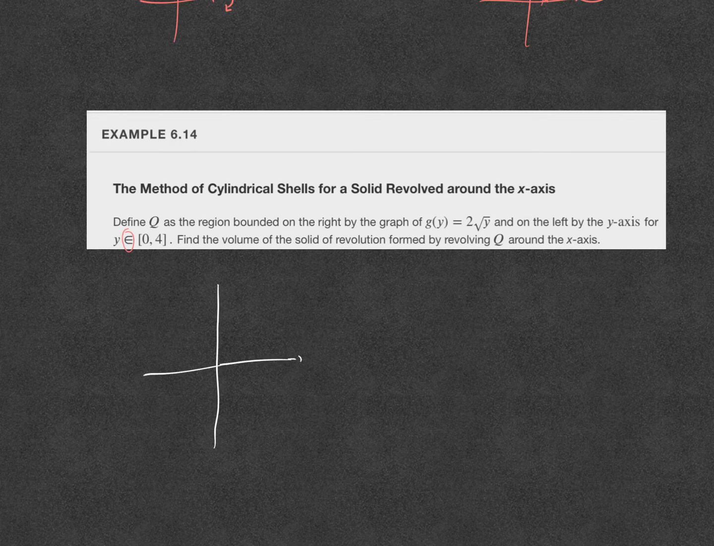And again, if you're typing these into your graphing calculator or into Wolfram Alpha, which is a good website, being able to sketch these is a really, really helpful step. So our g of y function looks like this. It's like half a parabola, and then they give me the bounds from 0 up to 4, so that's the end of our region. So the Q that they define in the problem is this section up here.